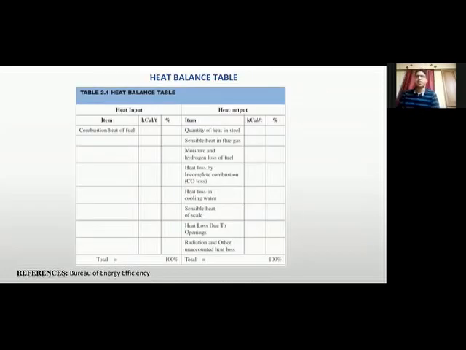This is one of the tables given by the Bureau of Energy Efficiency, where we can identify the various heat consumption in terms of charge heat input, sensible heat loss, moisture content heat loss, or CO losses, as well as the cooling water losses. So with the help of this table, we can calculate the furnace efficiency as well as the losses of the furnaces. So next.